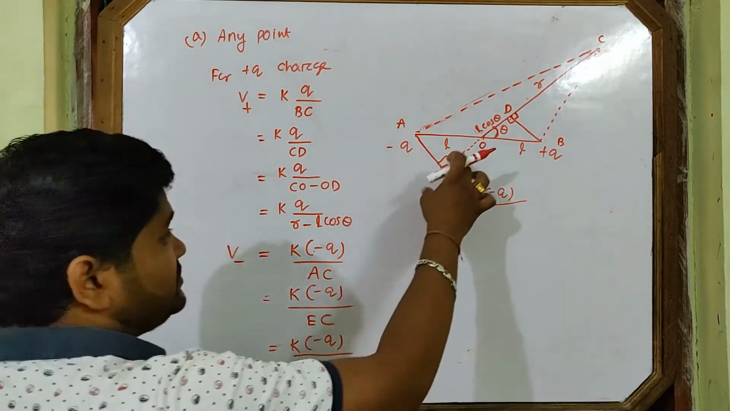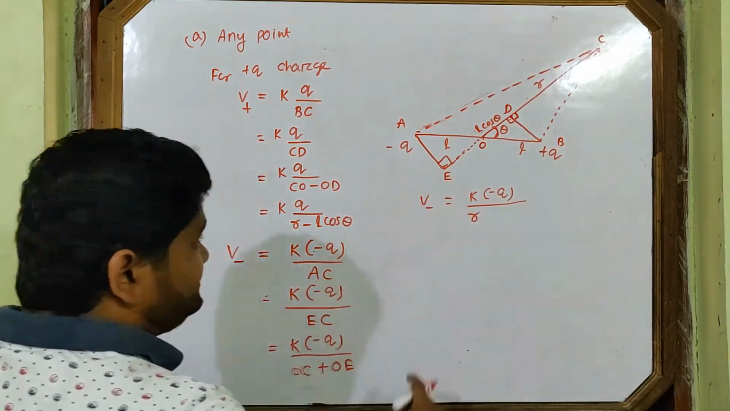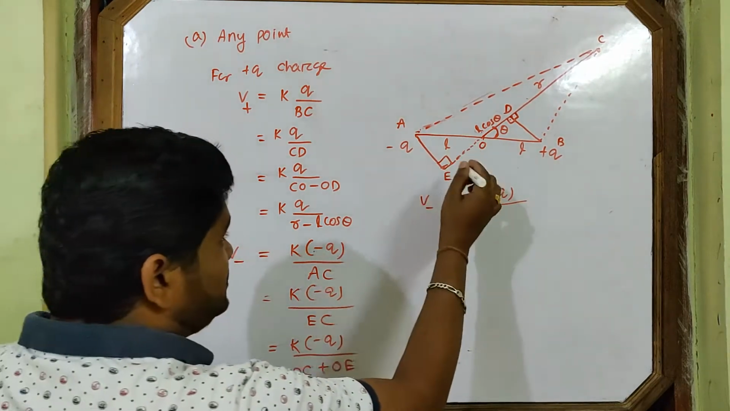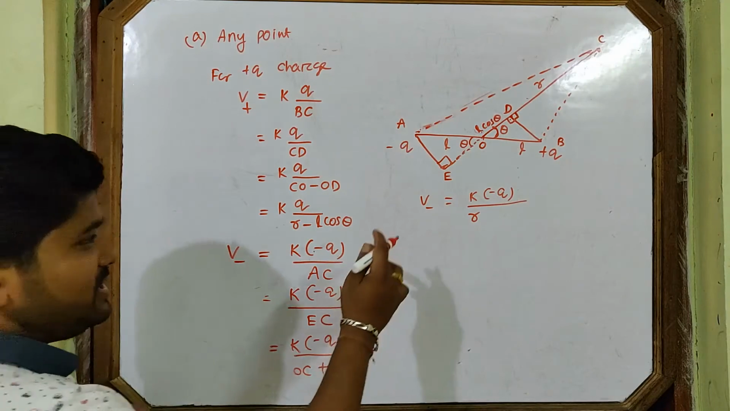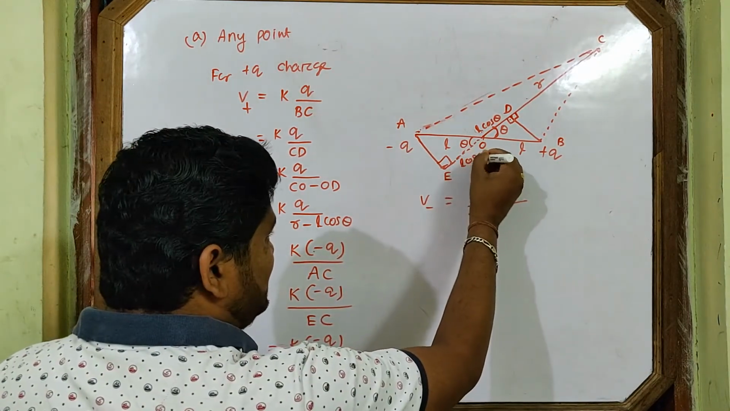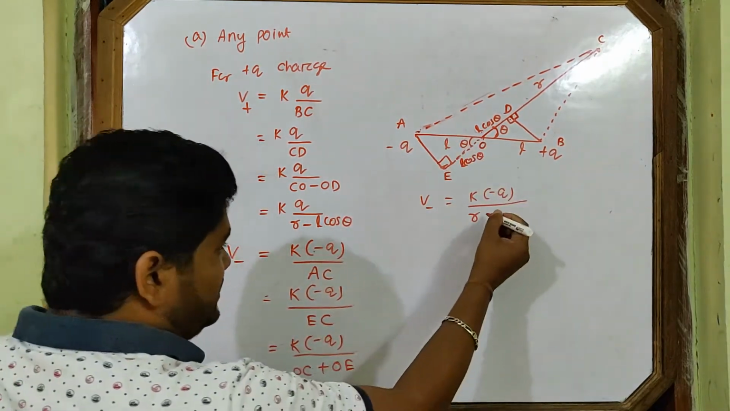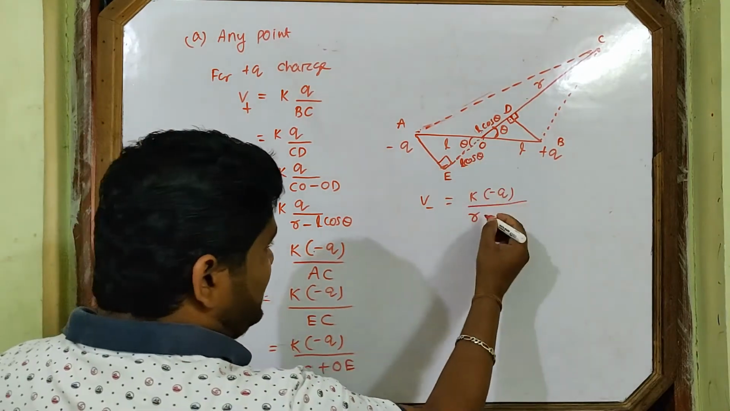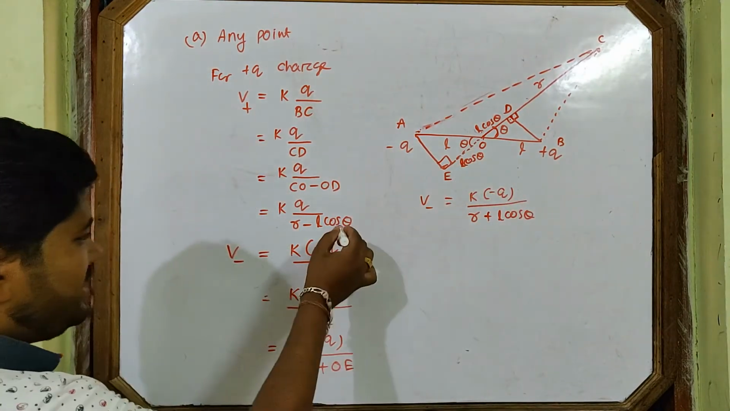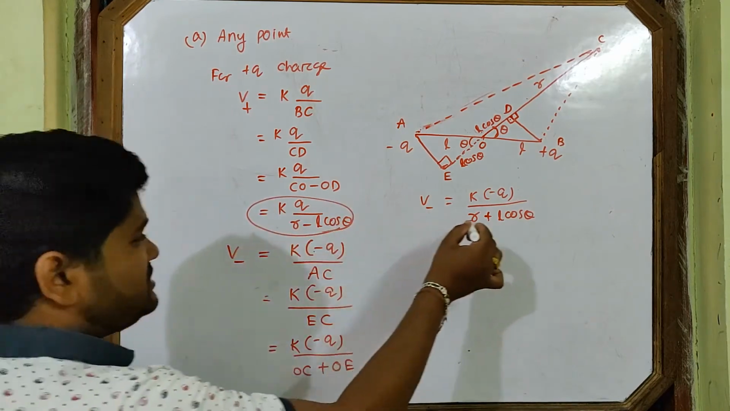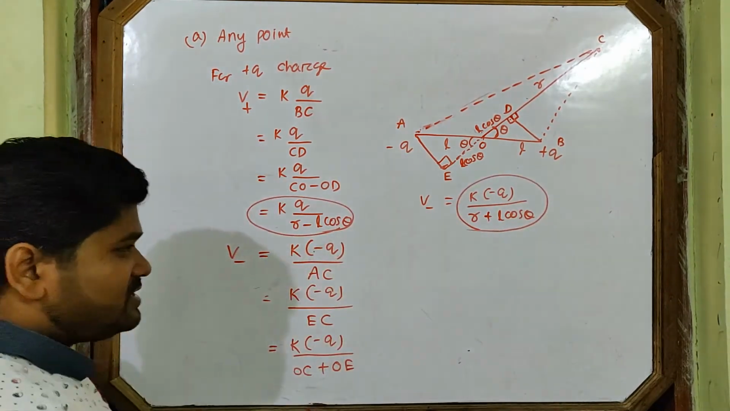OC is how much? OC is R. Then OE is how much? Again, if this is theta, then this is theta, opposite angle. Then this is L cos theta. Okay. So R plus OE is R plus L cos theta. Now we have the potential due to plus Q charge, and we have the potential due to minus Q charge.